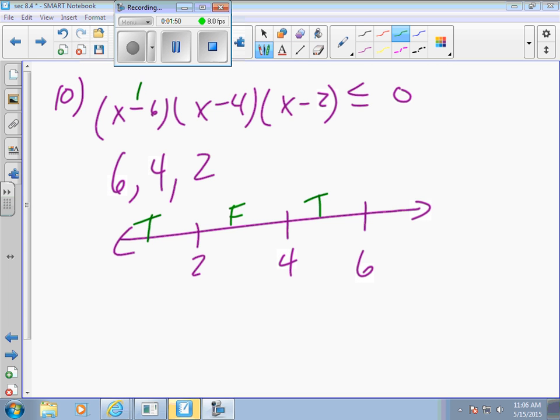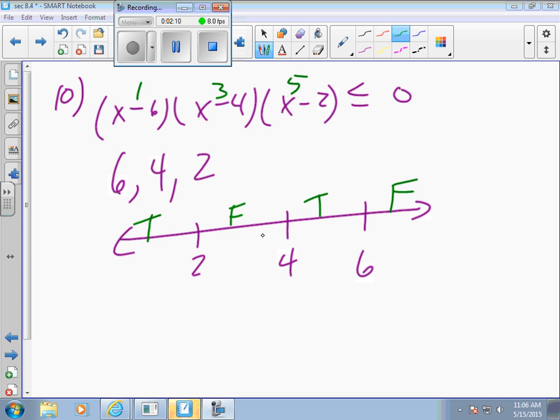7 minus 6 is 1. 7 minus 4 is 3. 7 minus 2 is 5. I get 15. Is 15 less than or equal to 0? That's false. Now, let's notice the pattern here with the true or false values. They alternate: true, false, true, false, true, false.